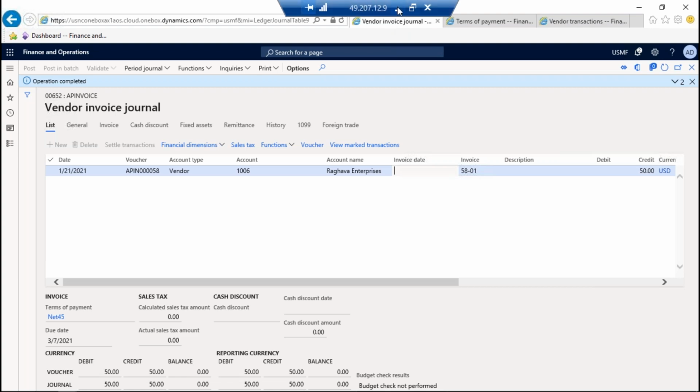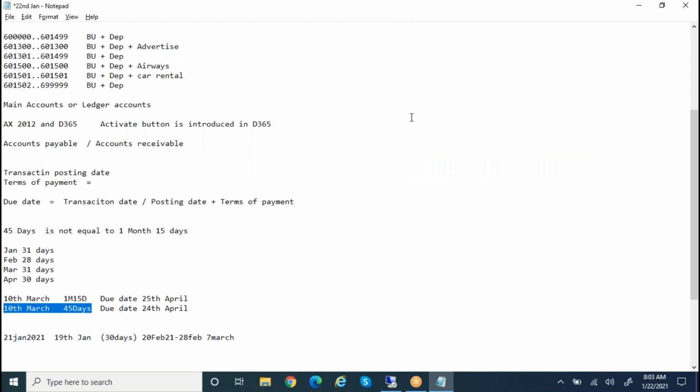Okay, I'm stopping here for today. We'll understand cash discount and some more information in the enhancement to these terms of payment. I need to explain cash discount and some more details on Monday. Okay, anyone has any doubts, please?